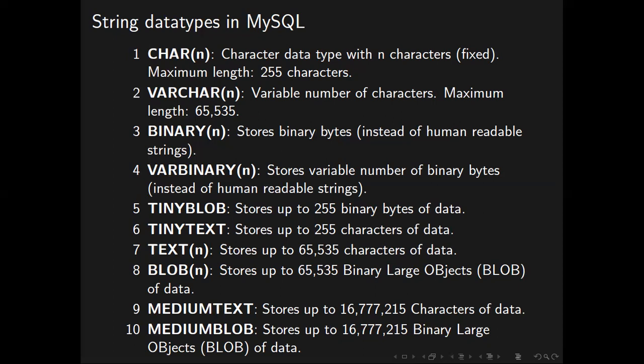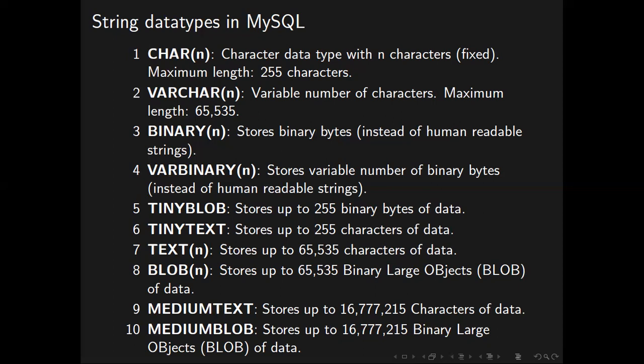Then binary. Binary means non-human-readable code. Executable code may be called binary code, or JPEG or PNG images, they are binary. Such data is called binary. Then varbinary, variable binary, similar to char and varchar: a variable number of binary characters.